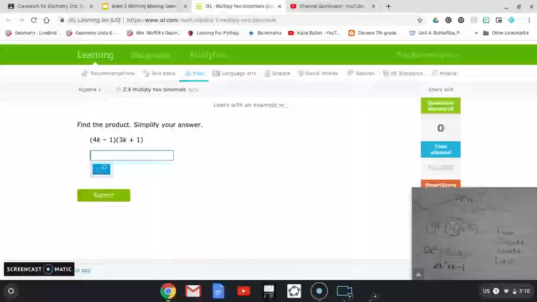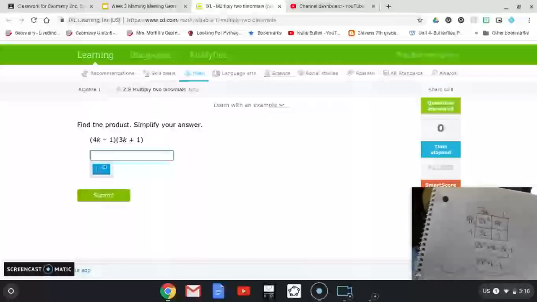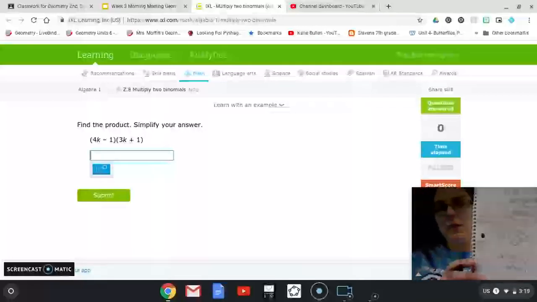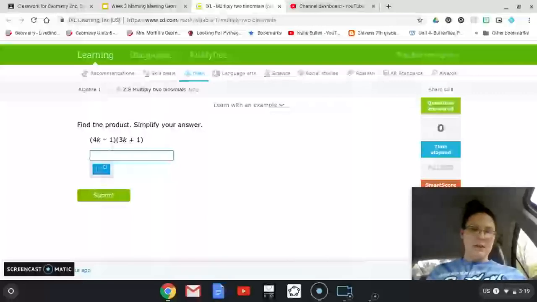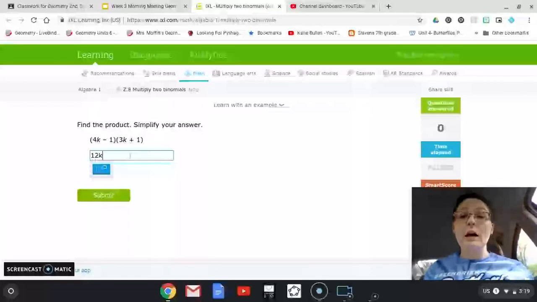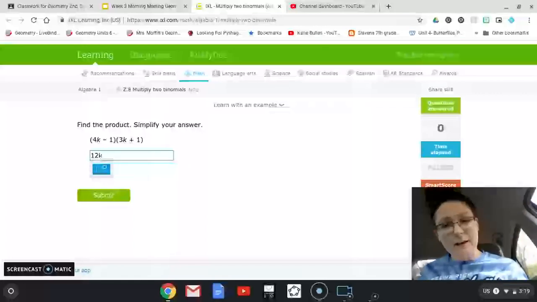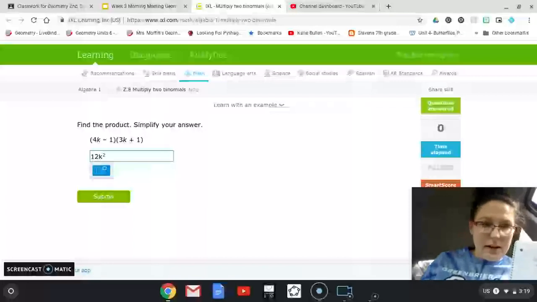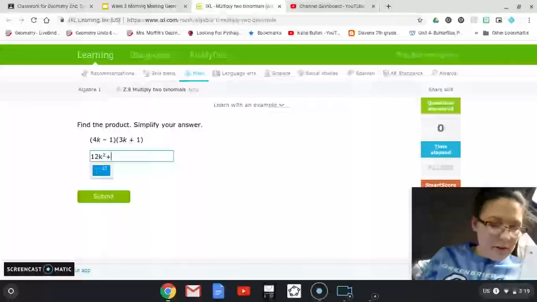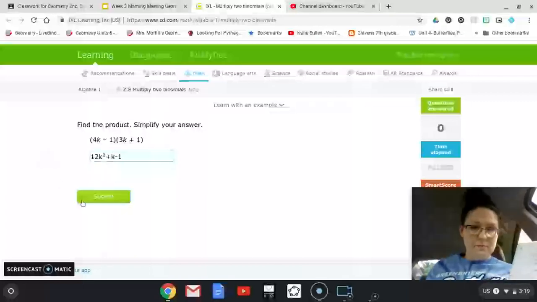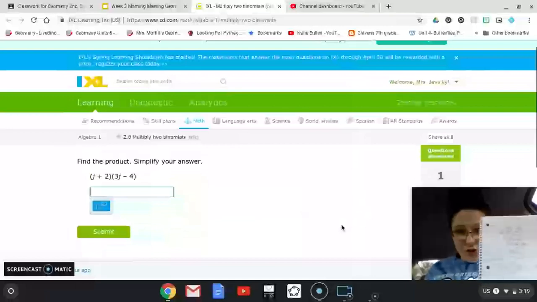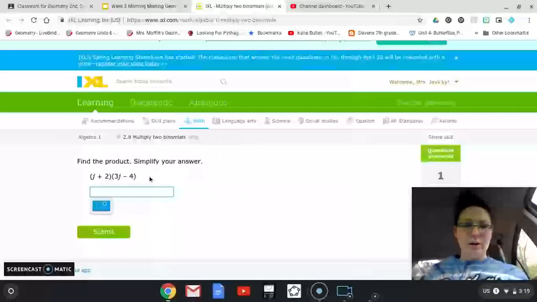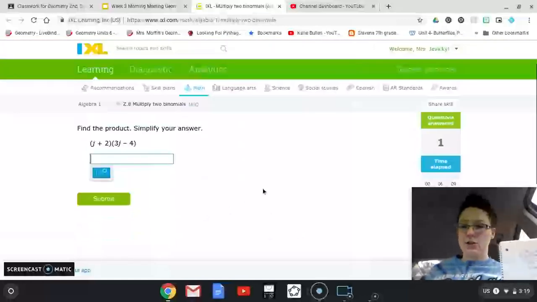So you can either use the FOIL method, first, outside, inside, last, or you can use the box method. Either way, we're going to end up doing the same steps and getting the same response. When I go to type this in, I want to put 12k, and make sure that you put the right letter, because if you put an X here instead of a K, it will count you wrong. So I got 12k squared, and then arrow over to get out of the exponents, plus k minus 1. That's what you're doing, either the box method or the FOIL method, for each of these types of problems. And you know with the IXL, it'll show you some examples if you miss it.